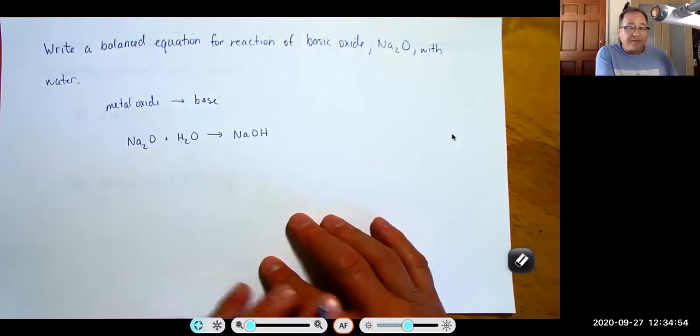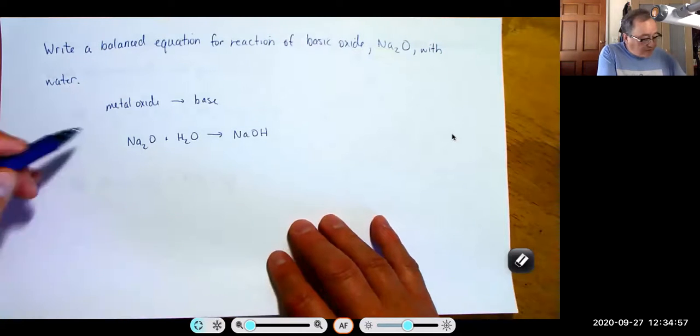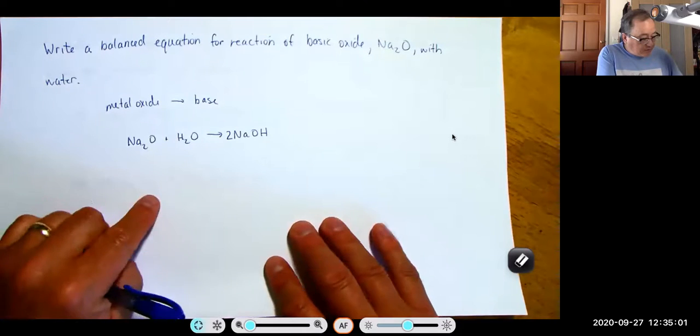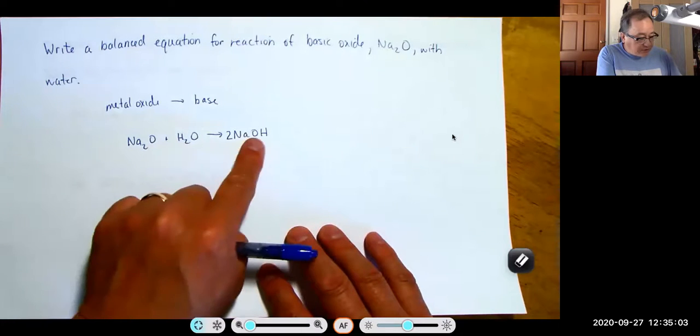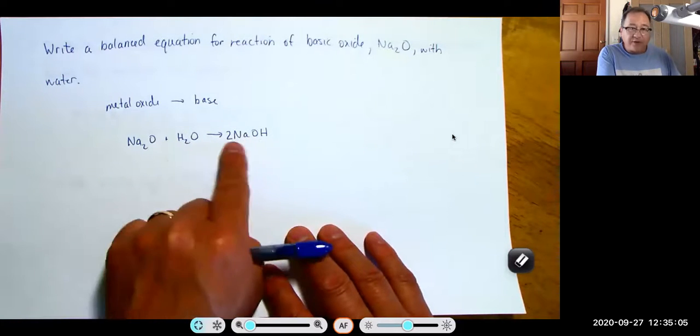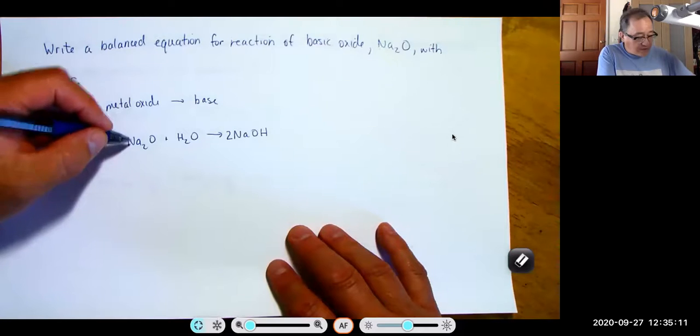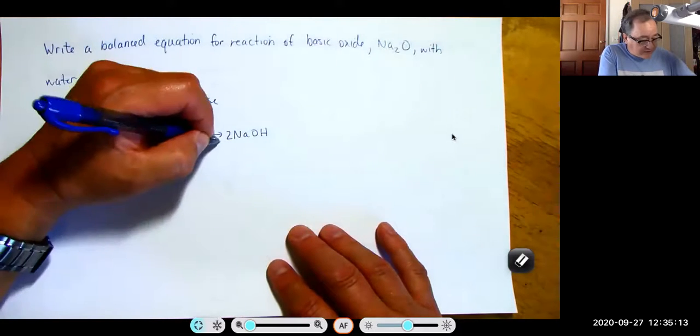Okay, let's try and balance this now. We have 2 sodiums, and now we have 2 sodiums. We have 1, 2 oxygens, 2 oxygens, 2 hydrogens, 2 hydrogens, and here you go. This is the reaction of sodium oxide with water to make sodium hydroxide. It's actually an equilibrium reaction.